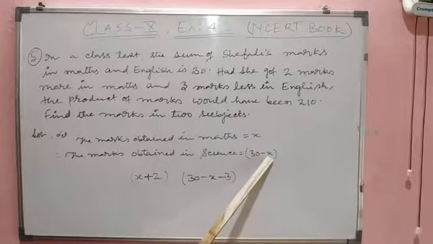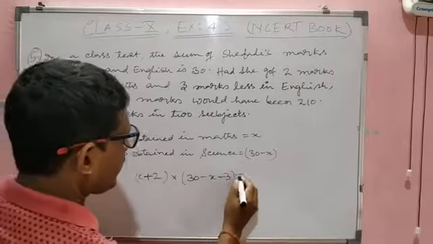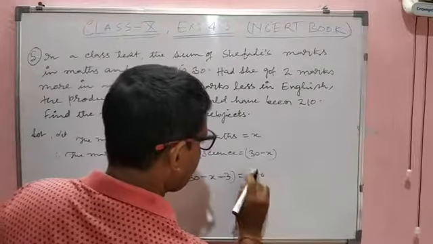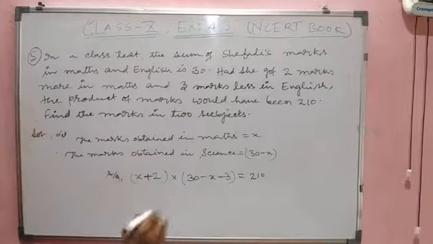Science marks is 30 minus x. 3 marks less means 30 minus x minus 3. And then their product is given as 210. Their product is given 210. So according to the question, this is the equation.